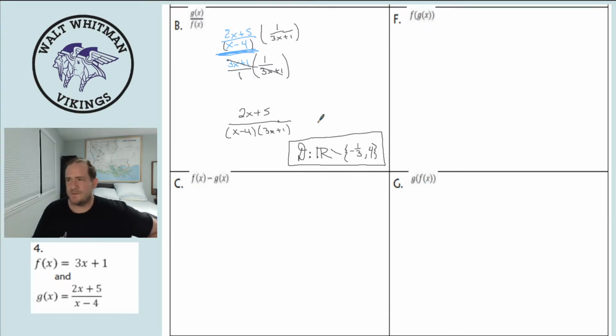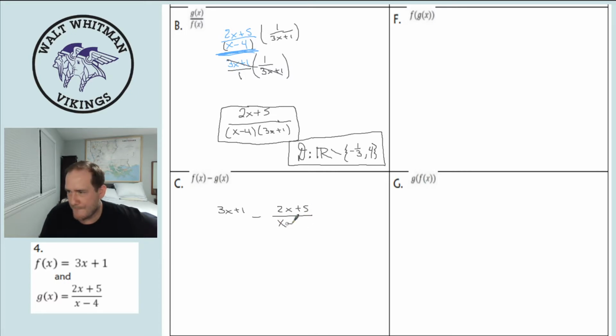Okay, that doesn't seem bad to me. Hopefully it doesn't seem bad to you either. Alright, now the difference function, we're going to go 3x plus 1, subtract from it 2x and 5, all over x minus 4. We're going to check that over 1. We're going to get that common denominator. Put parentheses on that too.